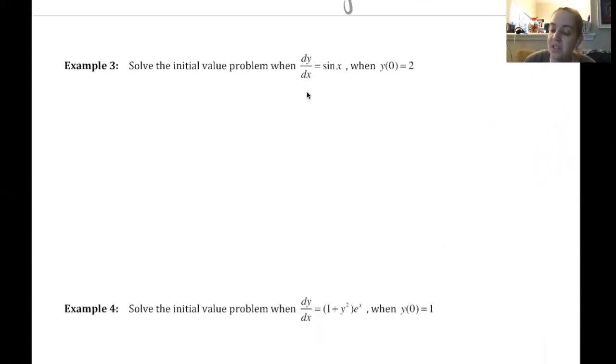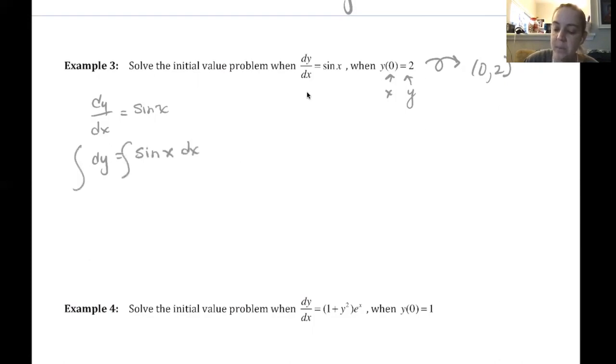Example 3: solve the initial value problem dy/dx equals sine of x, when y of 0 equals 2. Like in the last lesson, remember we chatted that this is x and this is y. So this is really just another way to write the ordered pair (0, 2). If dy over dx is equal to the sine of x, you can still separate your variables: dy equals sine of x dx.